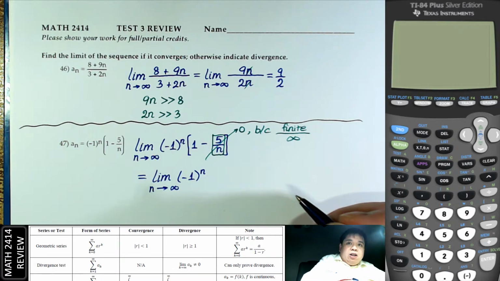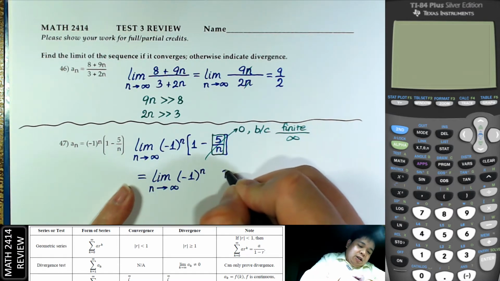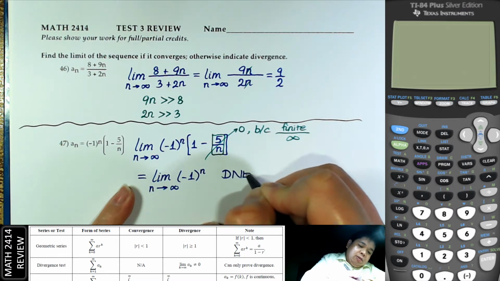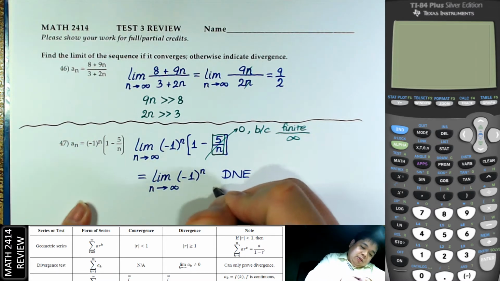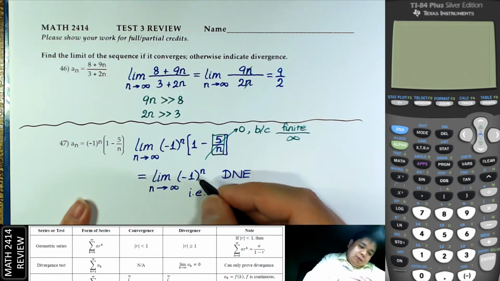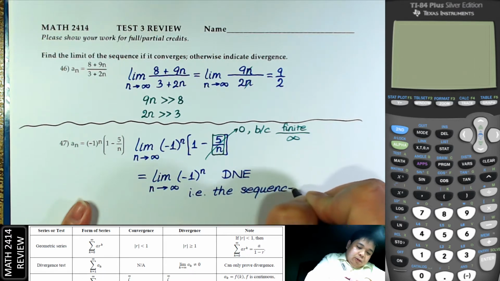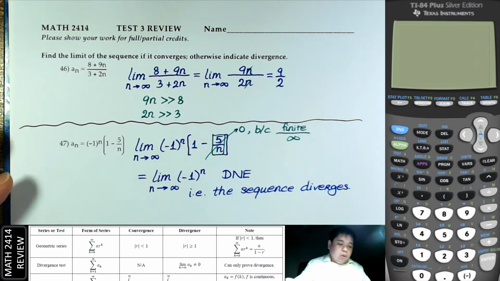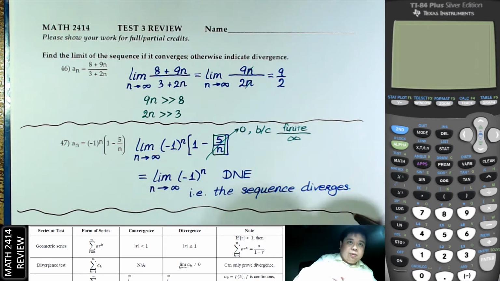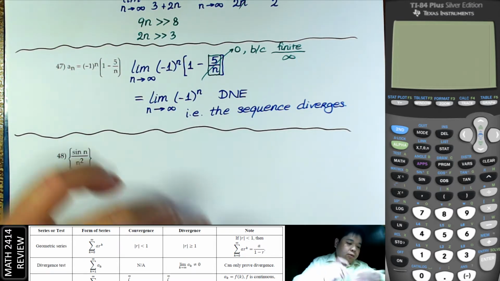And this one does not exist because it's alternating between positive 1 and negative 1. So the limit does not exist. But we can say the sequence diverges. Right.